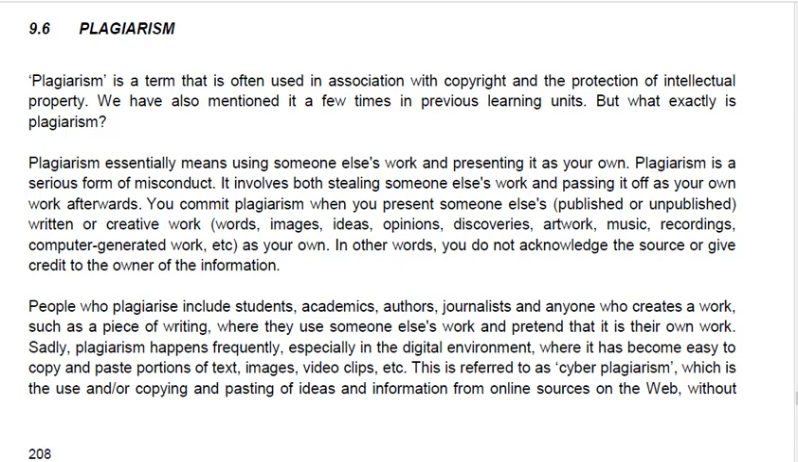It says here, plagiarism is a term that is often used in association with copyright and the protection of intellectual property. If you have done your research from the internet or another source, maybe the dictionary, encyclopedia, or whatever source that you have used, which is relevant and acceptable, it should not be Google, it should not be Quora, it should not be all those Wikipedia and those kind of stuff that we are warned against.